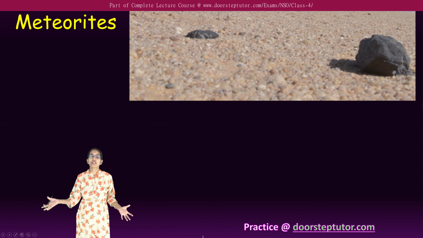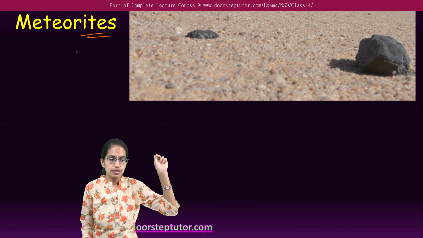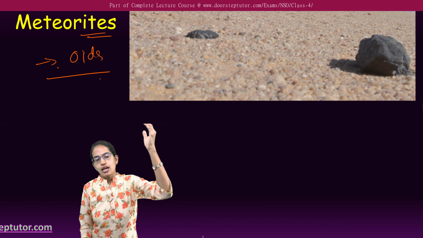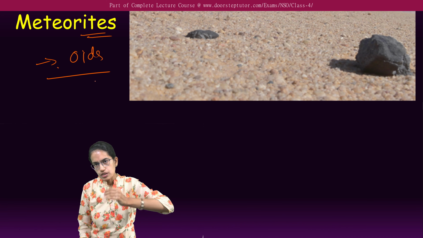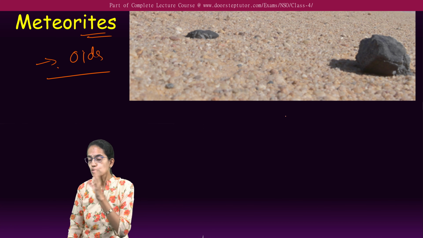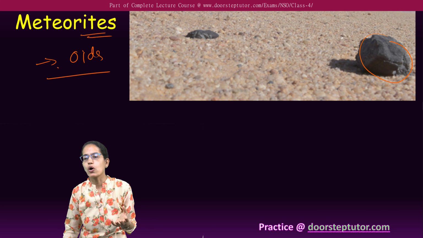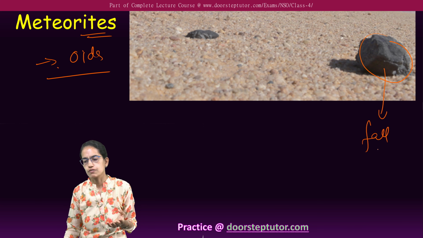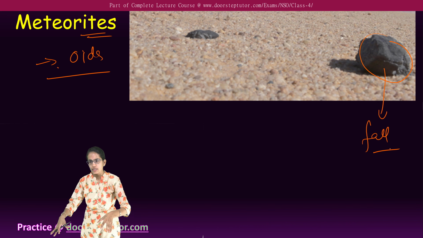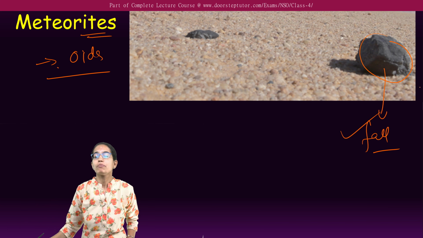The next is meteorite. So far, what we studied was meteoroids breaking apart from the asteroid, and when one comes close to the earth, it is a meteor. And what is a meteorite? When the meteoroids don't vaporize as they enter the earth's atmosphere, but remain rocky as such and fall onto the earth's surface, and when they land on the earth's surface, this is called a meteorite.